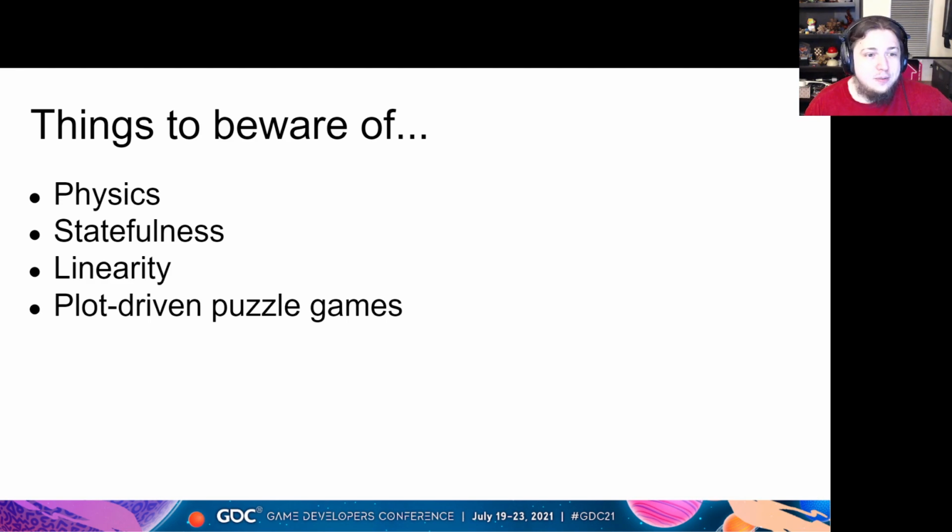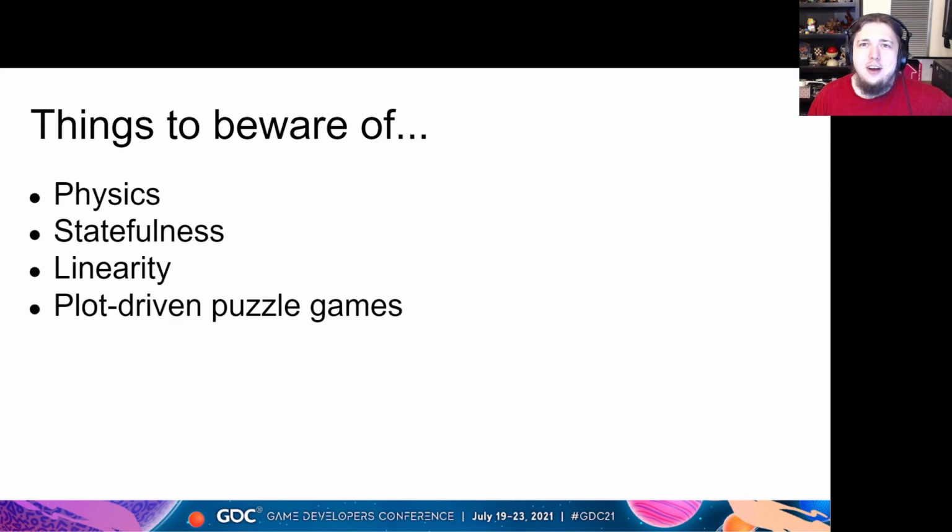Linearity I already mentioned, and plot-driven puzzle games fit into there because you often have the urge to make them linear. If your puzzles come in a linear sequence where one depends on the previous and depends on the previous, game designers tend to gravitate towards this because they like the idea of one idea building upon an old one and building upon another one and getting more interesting and more complex. It's used in a lot of different types of game design. The problem when doing that with puzzles is, again, blocking player progress. If the player gets stuck and they can't advance, then they may not have anything else to do other than look up the solution.